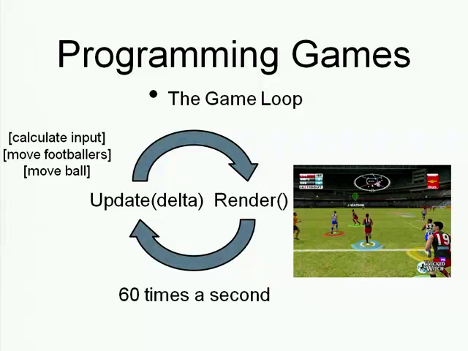So on the left, I've got here in the update, for instance, in AFL Wii, we would do things like get the input from the Wii remotes, and then we'd move the footballers based on that input. So if the player is pressing left on the controller, then we get the footballer to run left, and we'd also move the ball based on the physics, so its current velocity.